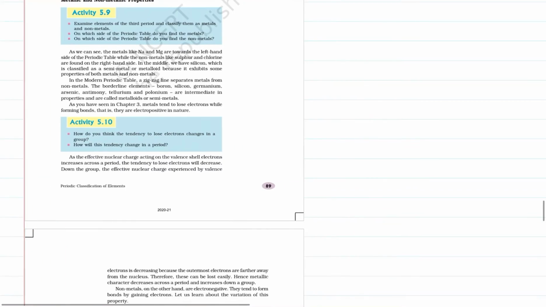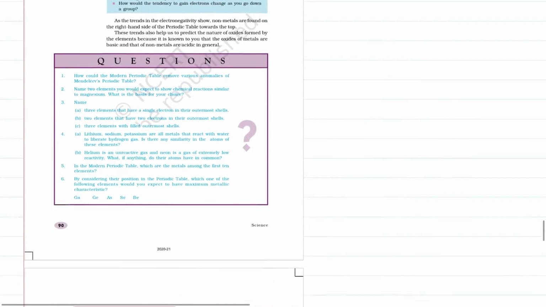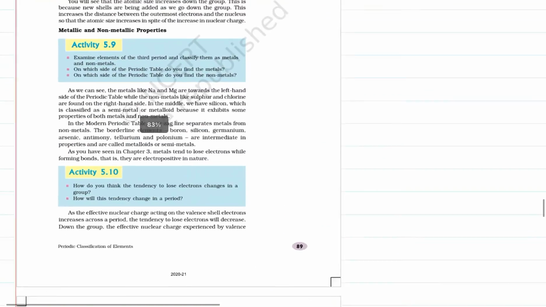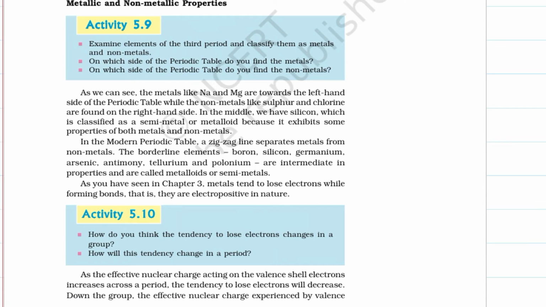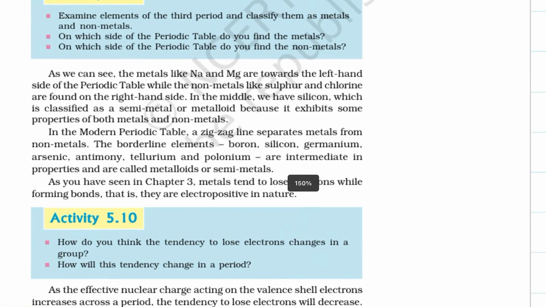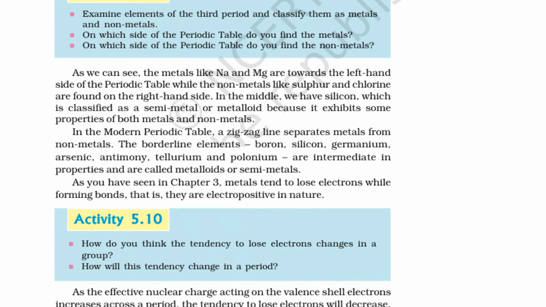Now let us understand about the metallic properties. In the metallic properties and non-metallic properties, examine the third period and classify them as metals and non-metals. On which side of the periodic table do you find the metals? They are on the left side, and on the right side are the non-metals. As we see, the metals like sodium and magnesium are towards the left hand side of the periodic table, while non-metals like sulfur and chlorine are found on the right hand side.